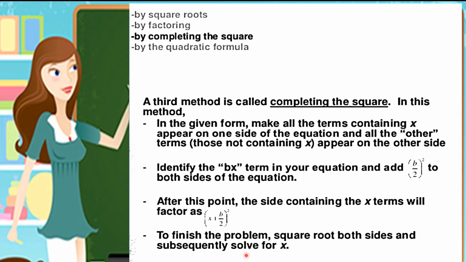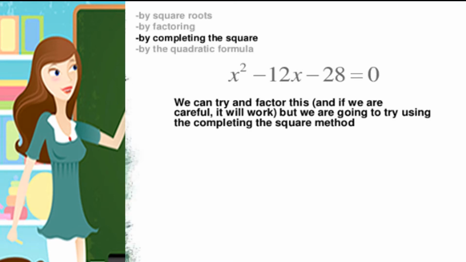equation and subsequently solve for x. Paano kaya yon? So, ganito yon. Ito yung sample natin. x squared minus 12x minus 28 equals 0. So, we can try and factor this. Oo, pwede natin itong gamitan ng factoring. Pero, we are going to try to use the completing the square method. Bakit kaya pwede itong gamitan ng factoring?